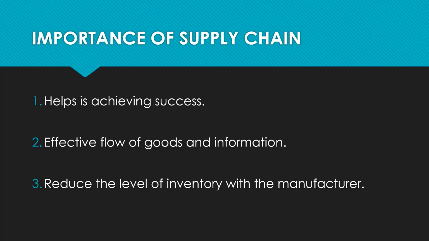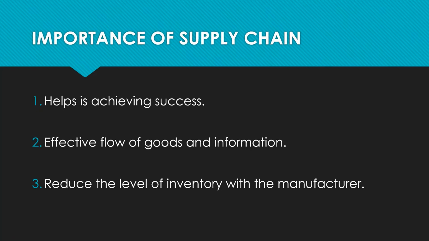Next is, what is the importance of supply chain? Supply chain will help you to achieve success, or achieve the objectives and goals in future. It is an effective flow of goods and information, because there are three flows mentioned under supply chain management: product, information, and finance. So it helps in effective flow of goods and information between two persons. It may be the supplier and the customer, or the company and the supplier, vice versa.